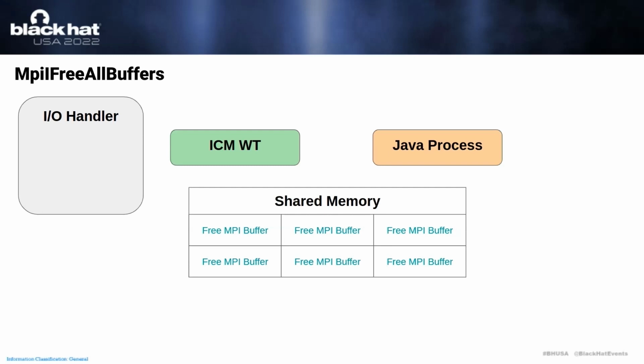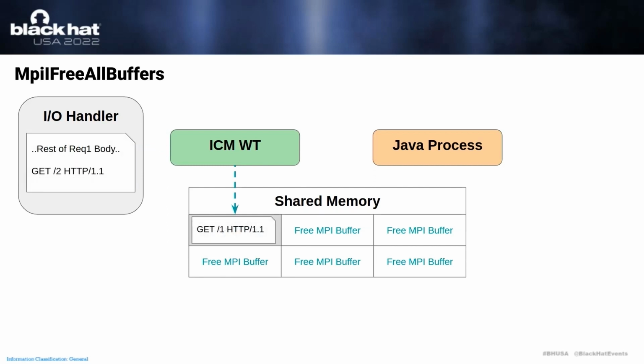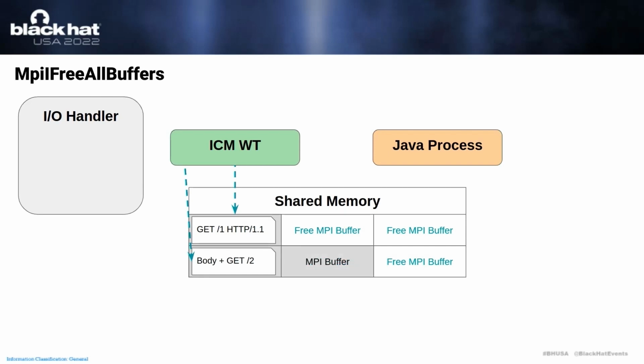But what about sending a long request with a pipelined request at the end? So let's say we send a request which is longer than 65 kilobytes, and at the end we send another pipelined request. Now the worker thread will reserve a buffer again. It will place the first 65 kilobytes there. When it's ready to send it to the Java process, it will store the other part in another MPI buffer, and the HTTP parser will recognize that there is an extra request. So again, it will reserve a new MPI buffer, and it will place the pipelined request there.